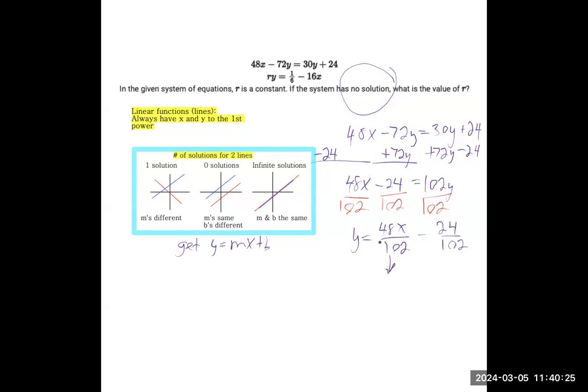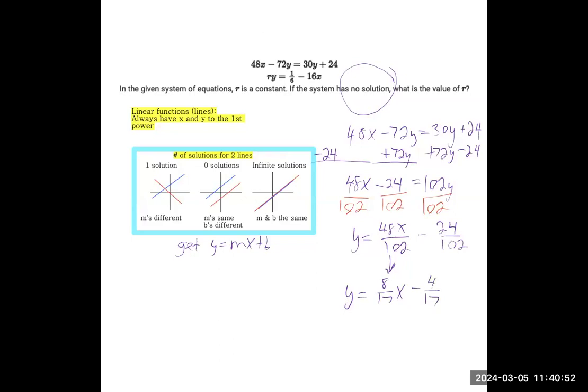Now this fraction here, if you divide by 2 and by 2, you get 24 and 51. And then by 3 and by 3, and you get 8 over 17. So this simplifies to 8 over 17. And for this fraction, if you divide by 2 and 2, you get 12 and 51. And then you divide by 3 and 3, and you'll get 4 and 17. So it's 8 over 17x minus 4 over 17.